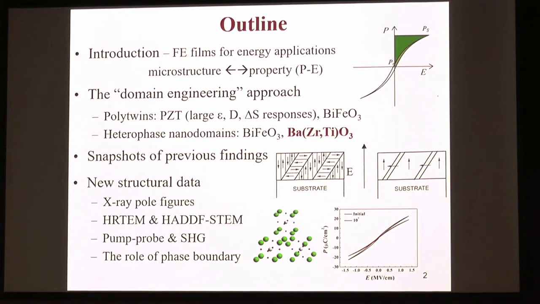The HRTEM and atomic-resolution STEM show us the polarization distribution at the atomic scale. And also we have some nonlinear optics results, which I myself am not an expert in, but I will try to show you the big picture. And then I'll end with a summary of our understanding of the role of the phase boundary.